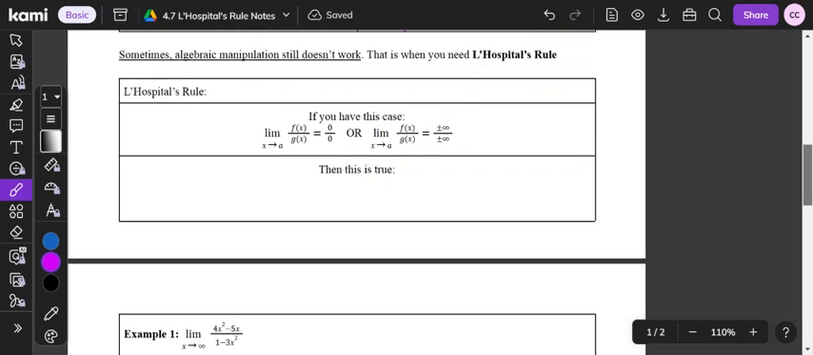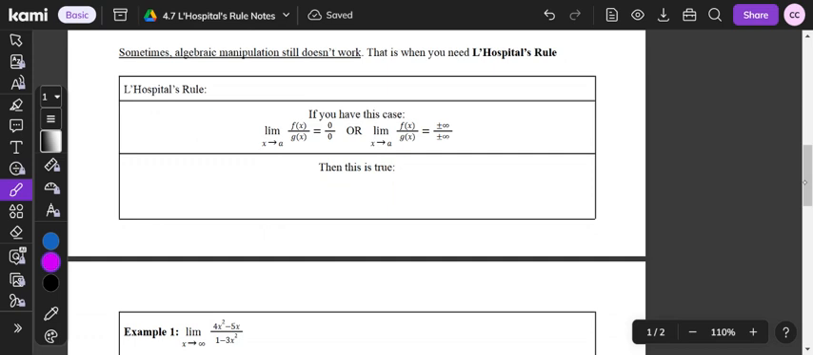So, this is where L'Hopital's rule comes into place. It's kind of like a shortcut. Now, the one thing I want you to pay very careful attention to is L'Hopital's rule only works if you have a fraction. If you're trying to take the limit of something that looks like a fraction, then you can use L'Hopital's rule. It only works for what we call quotients. So we're going to go ahead and add this to our notes. Only works for quotients, for fractions.